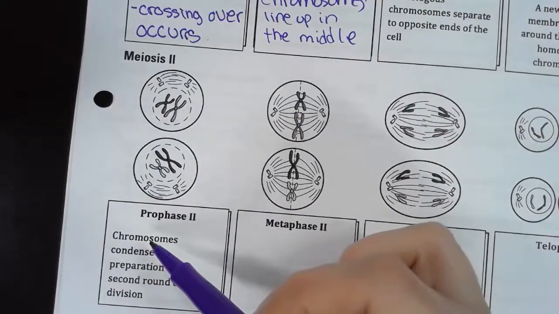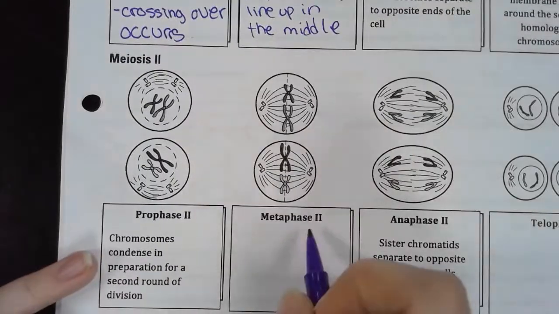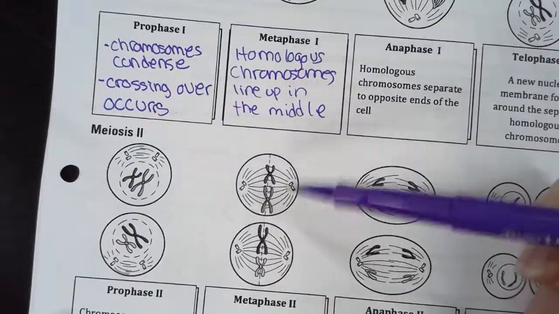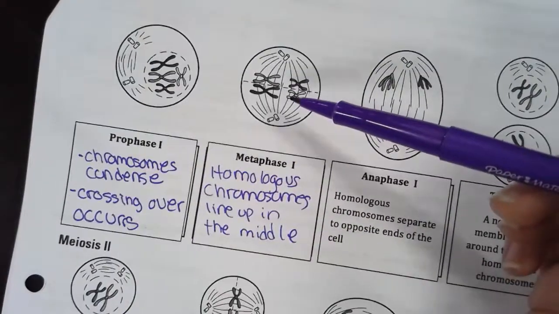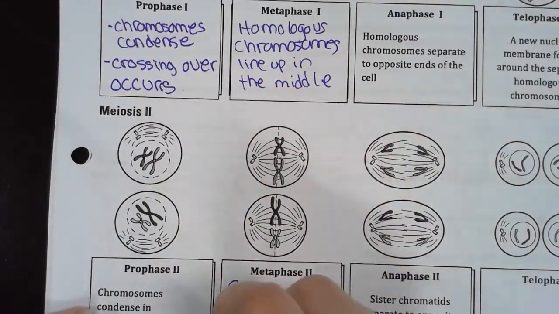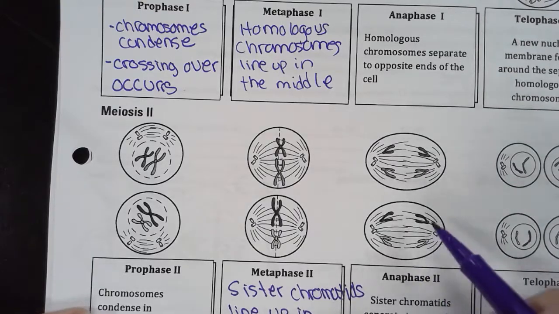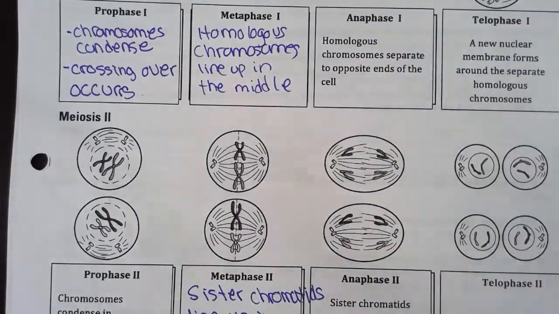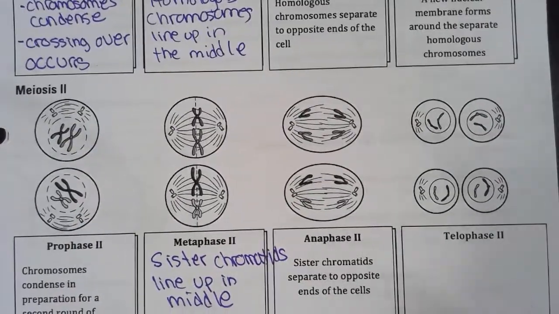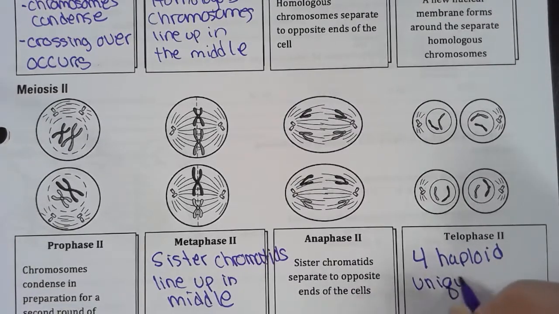So once again, my chromosomes will make sure that they are nice and tidy and packaged so that they can divide again. In metaphase 2, now notice, because I have divided my original set of DNA or chromosomes into now 2 cells, each of these cells don't have homologous chromosomes, but they have sister chromatids. They have half the number. So sister chromatids line up in the middle. And then these sister chromatids will go to opposite ends of the cell. And then finally in telophase 2, I have 4 haploid unique daughter cells.